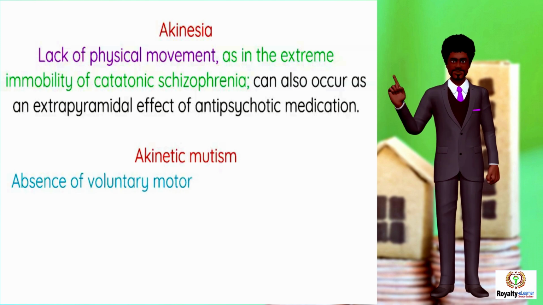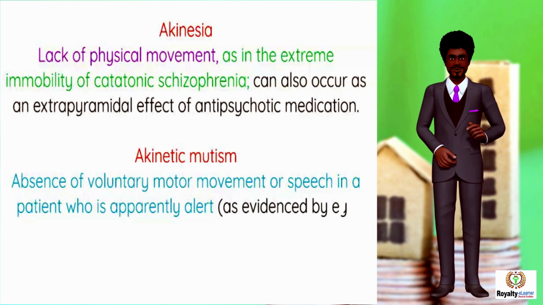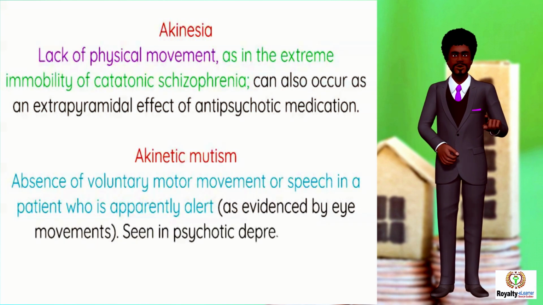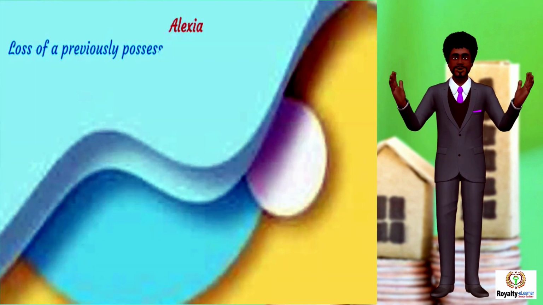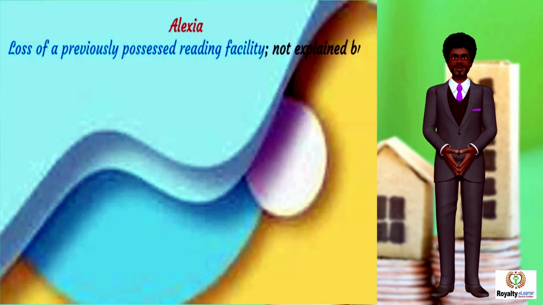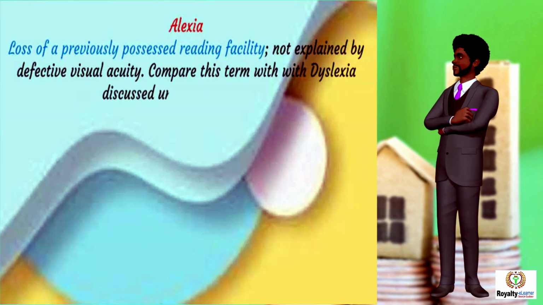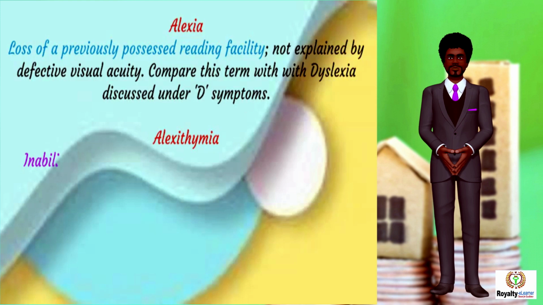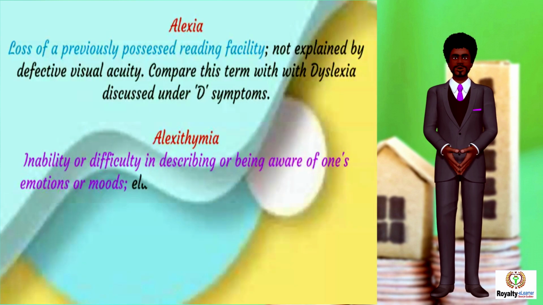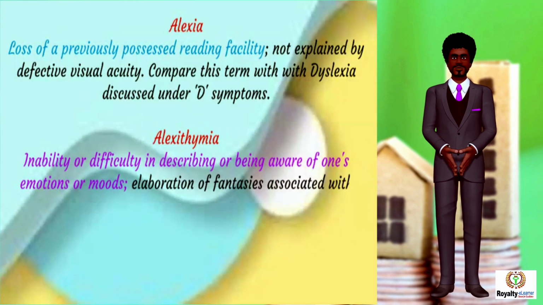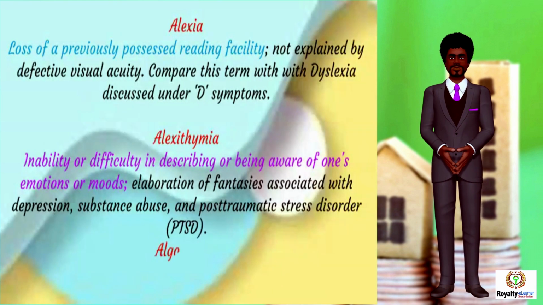Akinetic mutism: absence of voluntary motor movement or speech in a patient who is apparently alert, as evidenced by eye movements. Seen in psychotic depression and catatonic states. Alexia: loss of a previously possessed reading ability, not explained by defective visual acuity. Dyslexia is a closer term to look out for in relation to alexia. Alexithymia: inability or difficulty in describing or being aware of one's emotions or moods, elaboration of fantasies associated with depression, substance abuse, and post-traumatic stress disorder. Algophobia: dread of pain.